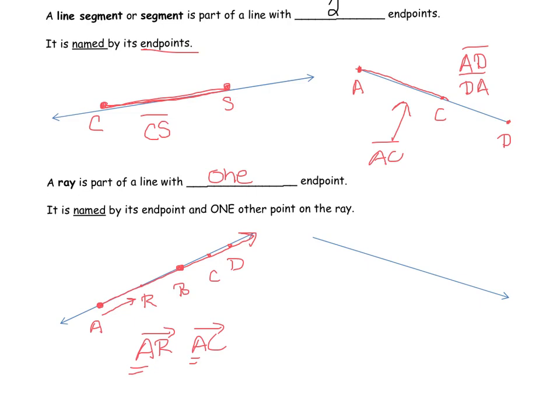So if I want to name this ray over here, if I choose the endpoint X and some other point on here, Y, I would call this ray XY, with the arrow going over the Y. If I had one drawn this way, I'd have to pick another point, A, B, and I would call that AB. Endpoint first, and then some other point.